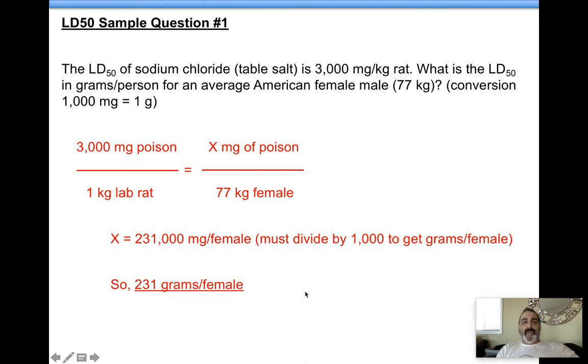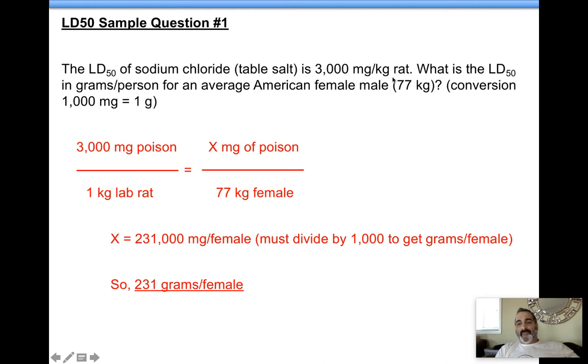All right, here's a different one. The LD50 of sodium chloride, table salt, is 3,000. And by the way, this is a big number. That means it's not very toxic. The higher the LD50 value, the less toxic it is. So this is salt: 3,000 milligrams per 1 kilogram lab rat. That's a lot of salt.